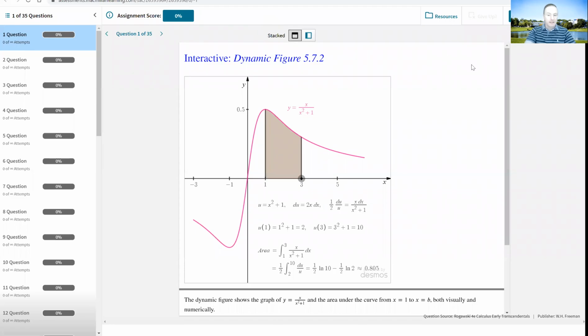Hey guys, let's take a look at section 5.7 on Achieve. Fantastic section to work. So this is where we start our integration by substitution techniques. They start off with a question here showing you the area under the curve x over x squared plus 1.